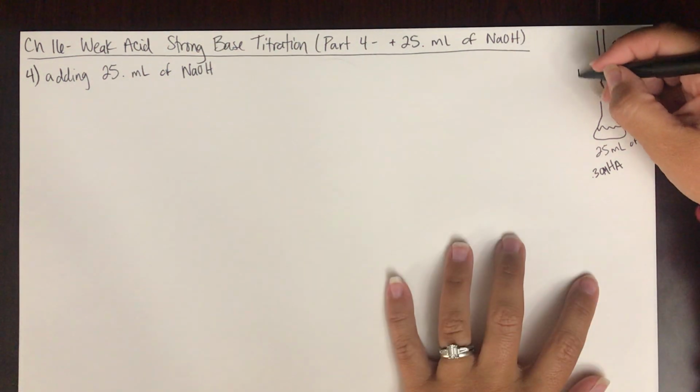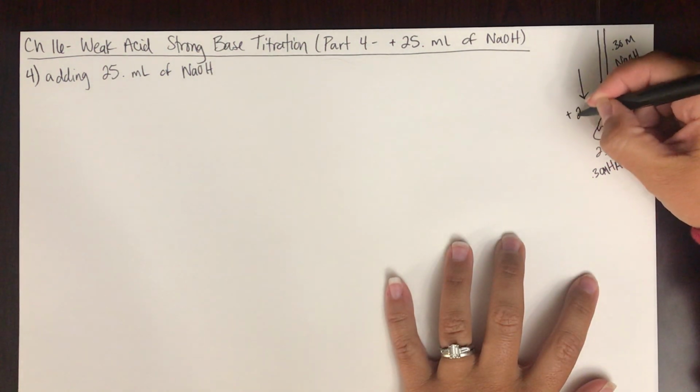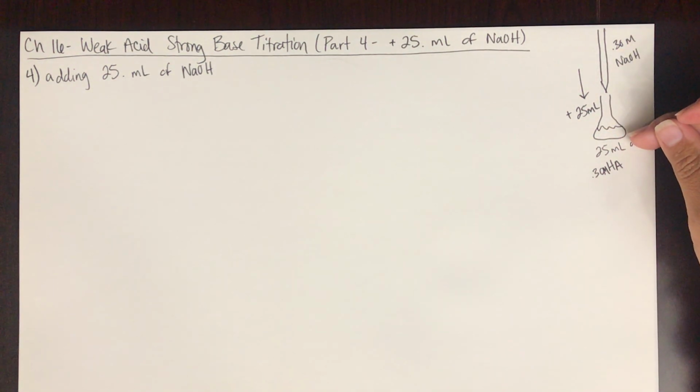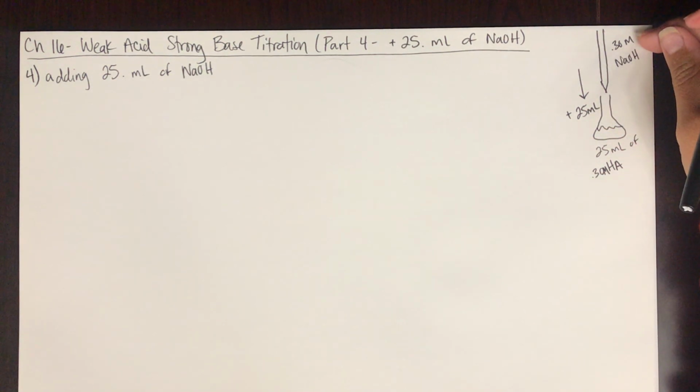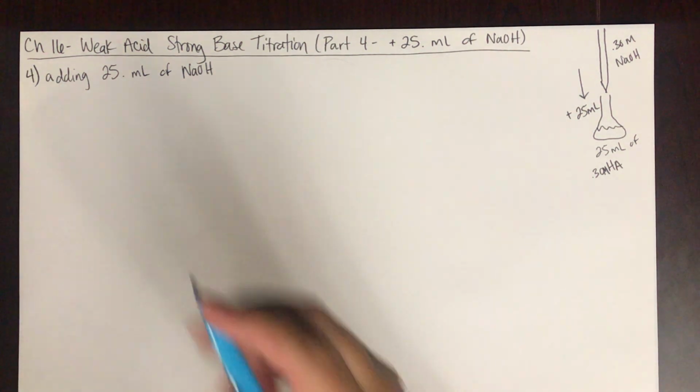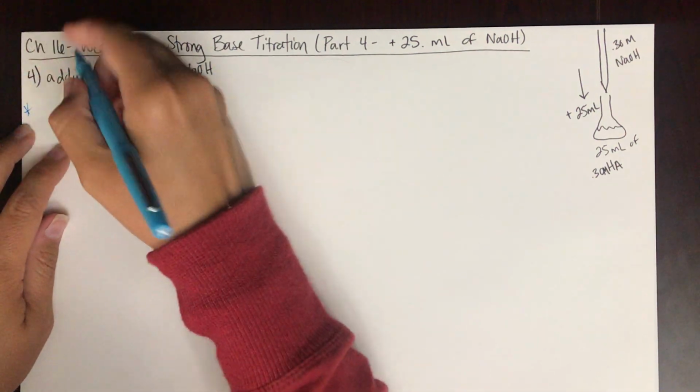Okay, so now I am going to add 25 milliliters. So now my total volume is going to be 50 milliliters. 25 milliliters of sodium hydroxide, 25 milliliters of weak acid. I have a total volume of 50 milliliters. Again, before we do anything with volume, we need to calculate the number of moles of everything that's in there to see what is happening with the chemistry.